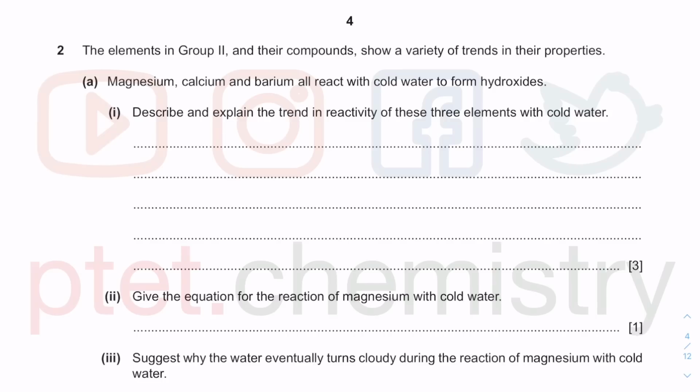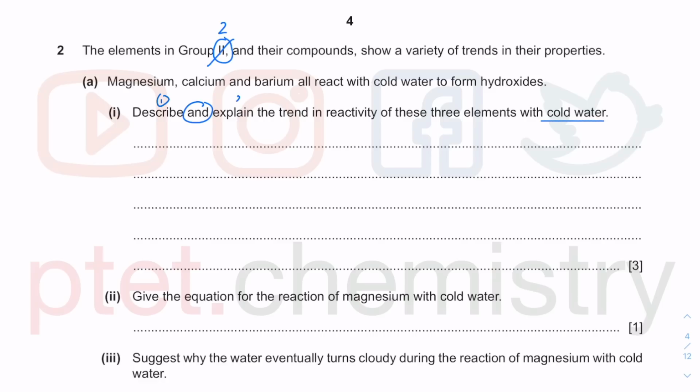In this second question, we have some group 2 chemistry. It started out by talking about magnesium, calcium, and barium. By the way, the new syllabus will have replaced this Roman numeral by this numeral type. So describe and explain the trend in reactivity of these three elements with cold water. You've got to describe and explain.